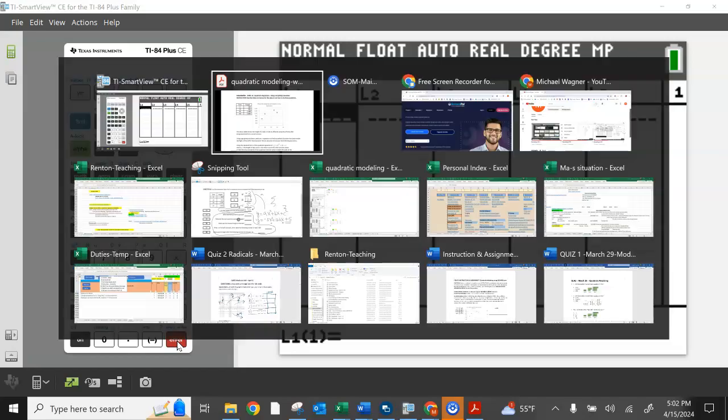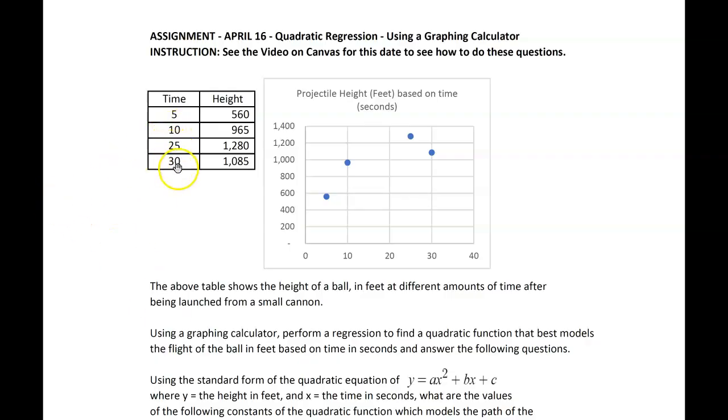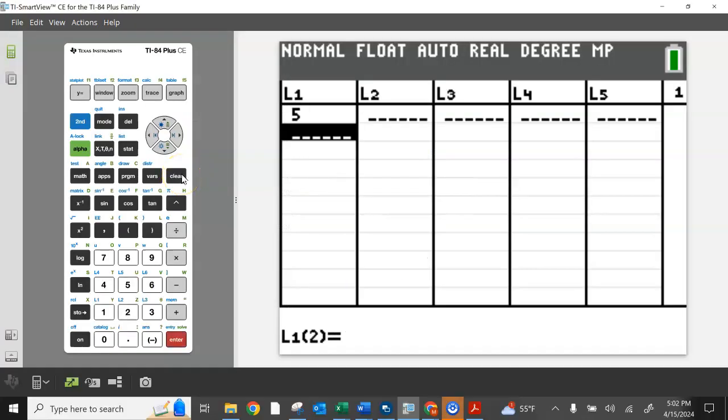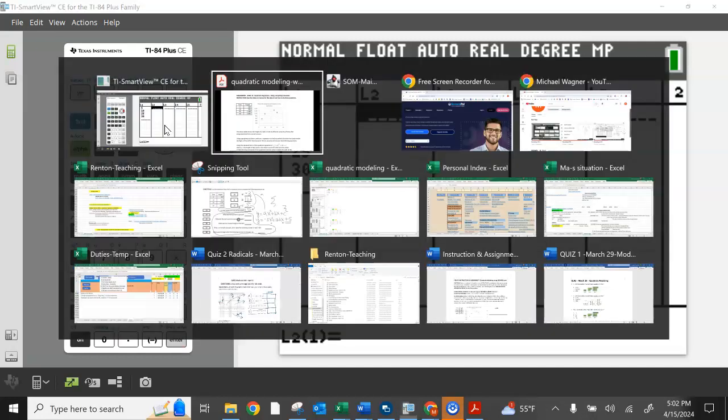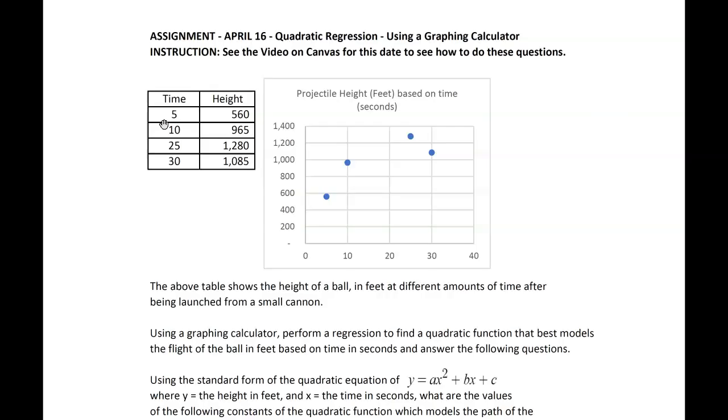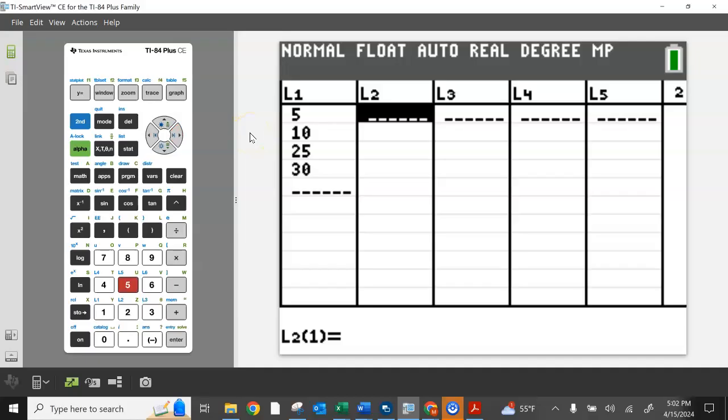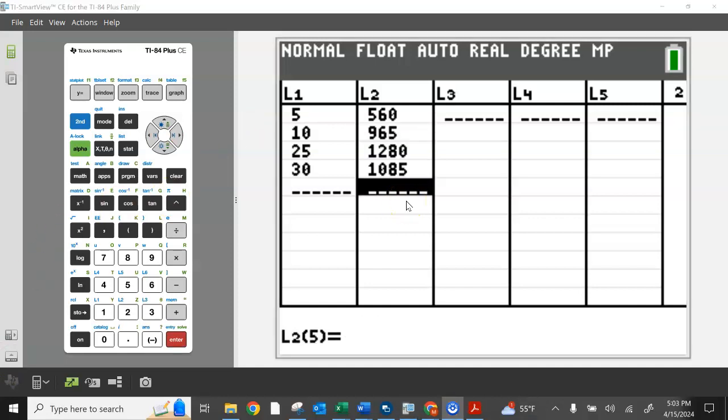So the first column, like I said, was the time. So 5, 10, 25, 30. Okay, then you use your arrow keys to go to the second column and also enter in that data. So I won't make you watch me enter all the data, but like 560 would be the first one, right? So I just go 560, enter, and etc. So I'll pause this and enter the rest of the data. Okay, so I'm back. I've entered in the data in both columns.